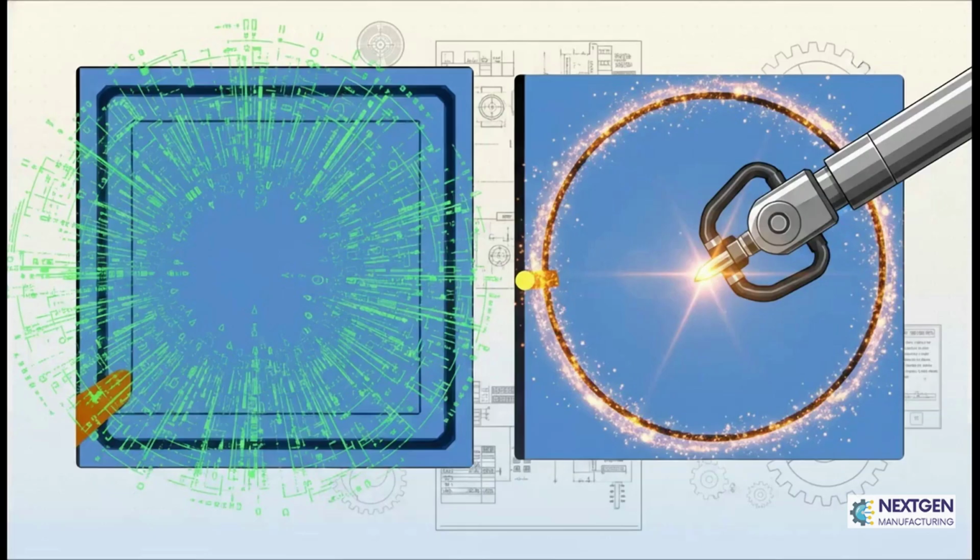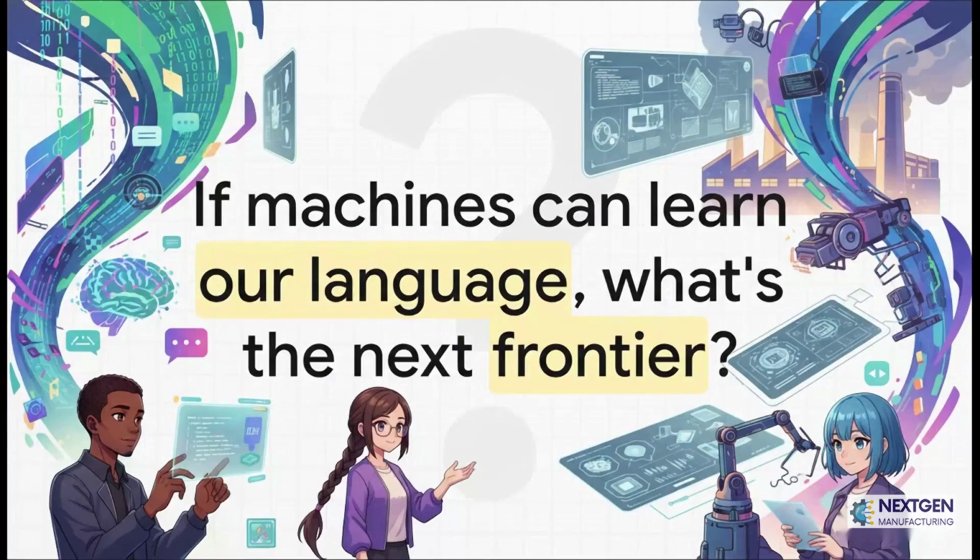And this is the proof right here. On the left, you see the simple text command someone typed, and on the right, the perfect toolpath generated by the AI. This isn't some far-off sci-fi concept. This is a real, tangible leap forward that could blow the doors wide open for advanced manufacturing, making it accessible to absolutely everyone. So think about that journey.